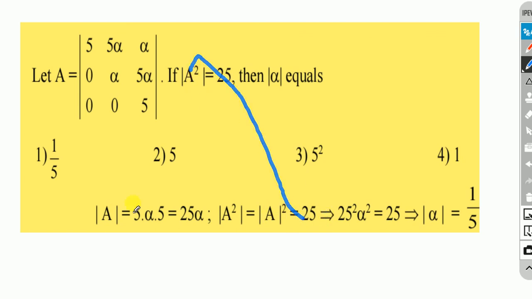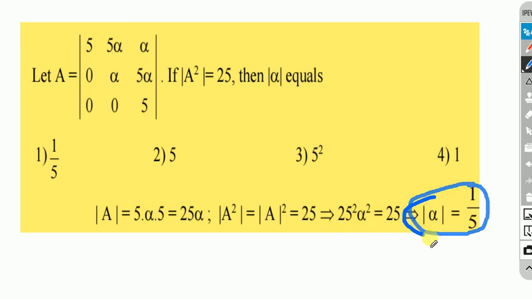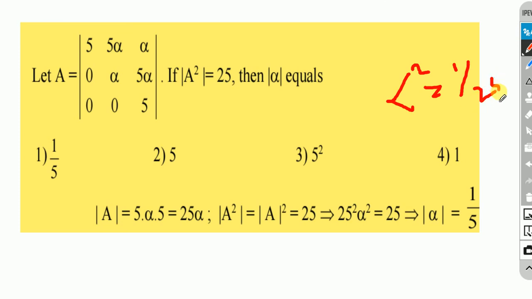Determinant A is 25 alpha, so its square is 25 square alpha square. So you can substitute. We have 25 square alpha square is equal to 25. So 25 cancels, and alpha square is 1 by 25. Alpha square is 1 by 25, means alpha is plus or minus 1 by 5. So modulus of alpha, I have to take the positive value, that is 1 by 5 here.